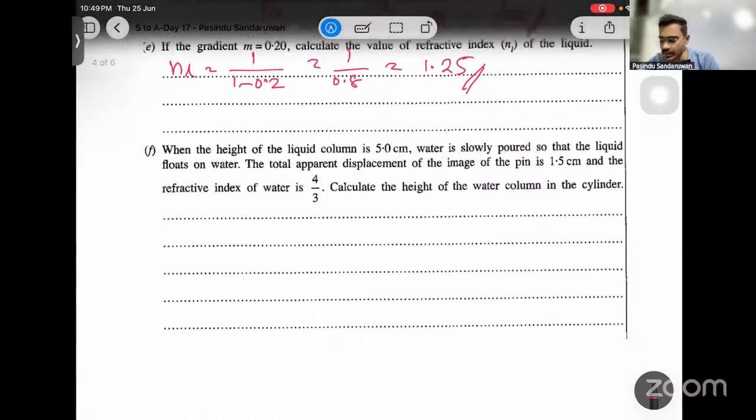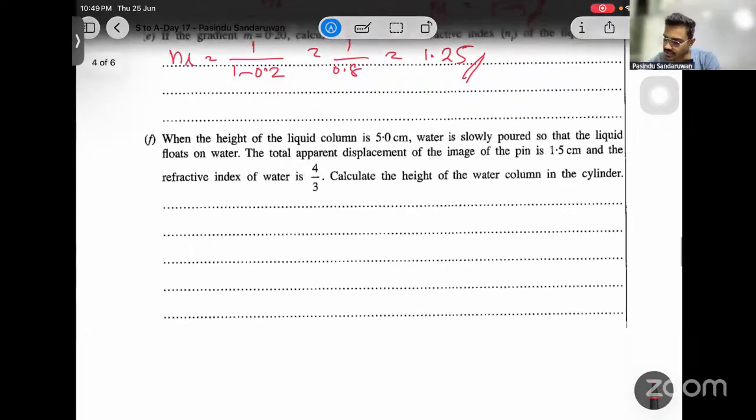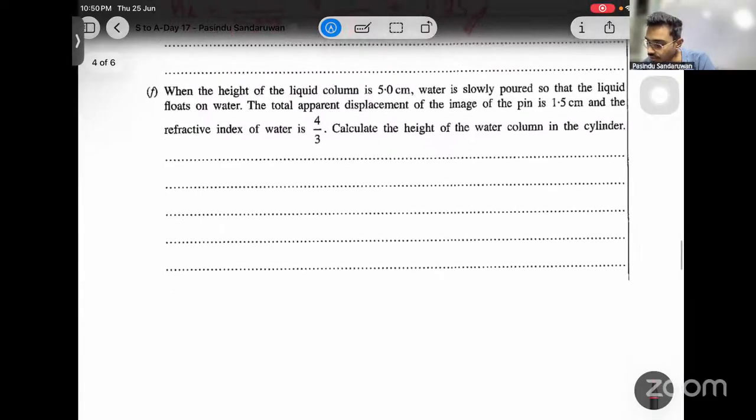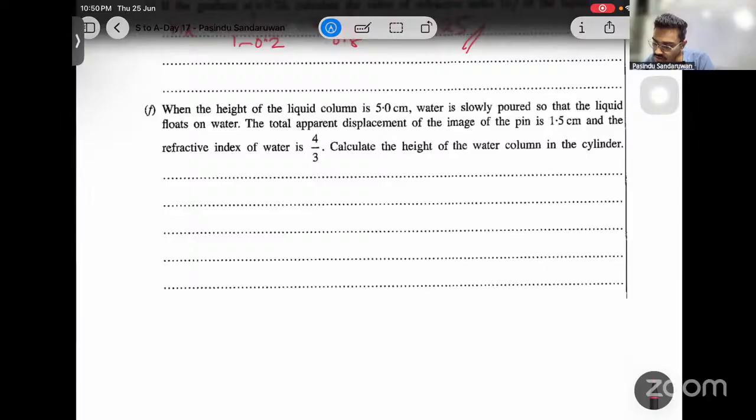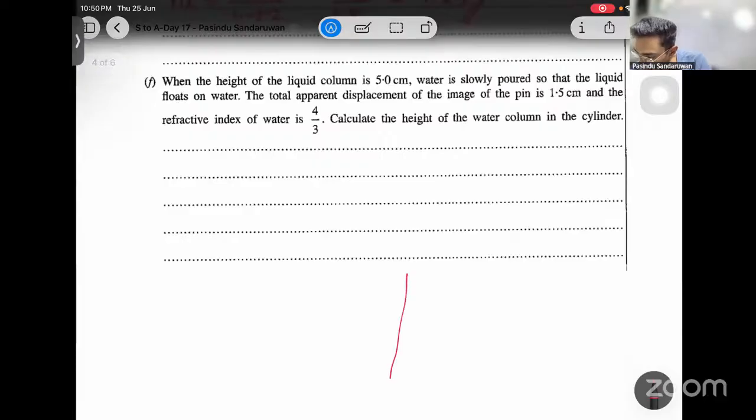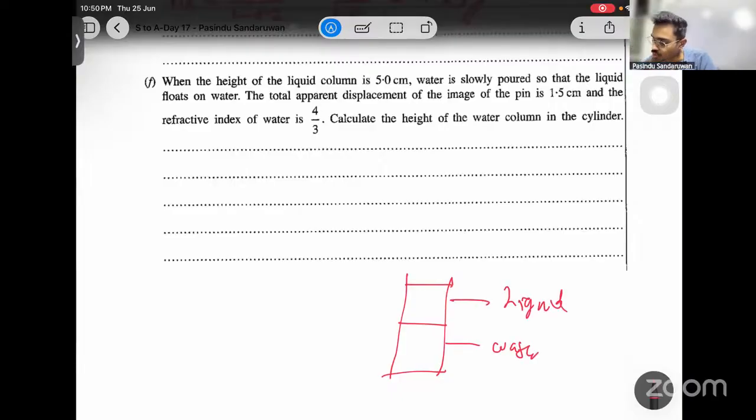Then next, F. A small calculation again. When the height of the liquid column is 5 centimeters, water is slowly poured so that the liquid floats on water. Now two liquids are here, something like this. Now here we have water and liquid. Liquid column is 5 centimeters, so this height is 5 centimeters.